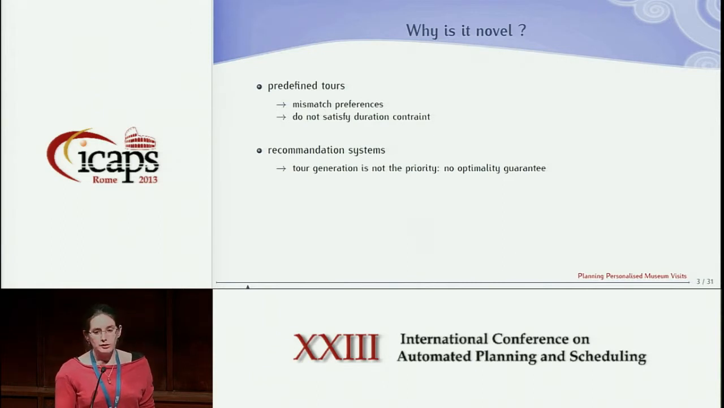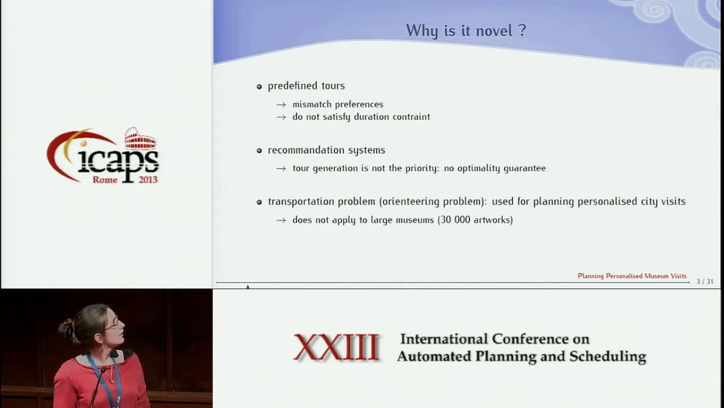And there are a lot of recommendation systems that already exist. Those recommendation systems take the preferences as input, and they recommend the artworks that you should see in the museum. The problem with those systems is that most of the time they do not propose the path in the museum for seeing those artworks, and if they propose some path, it's absolutely not optimal. So there is no guarantee of optimality with a recommendation system.